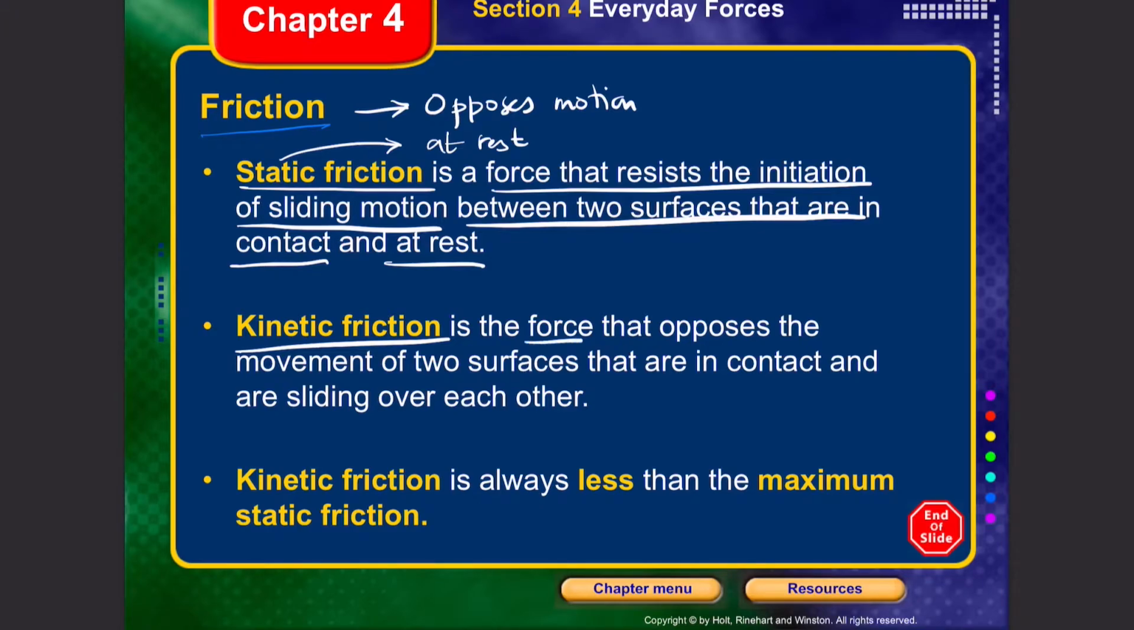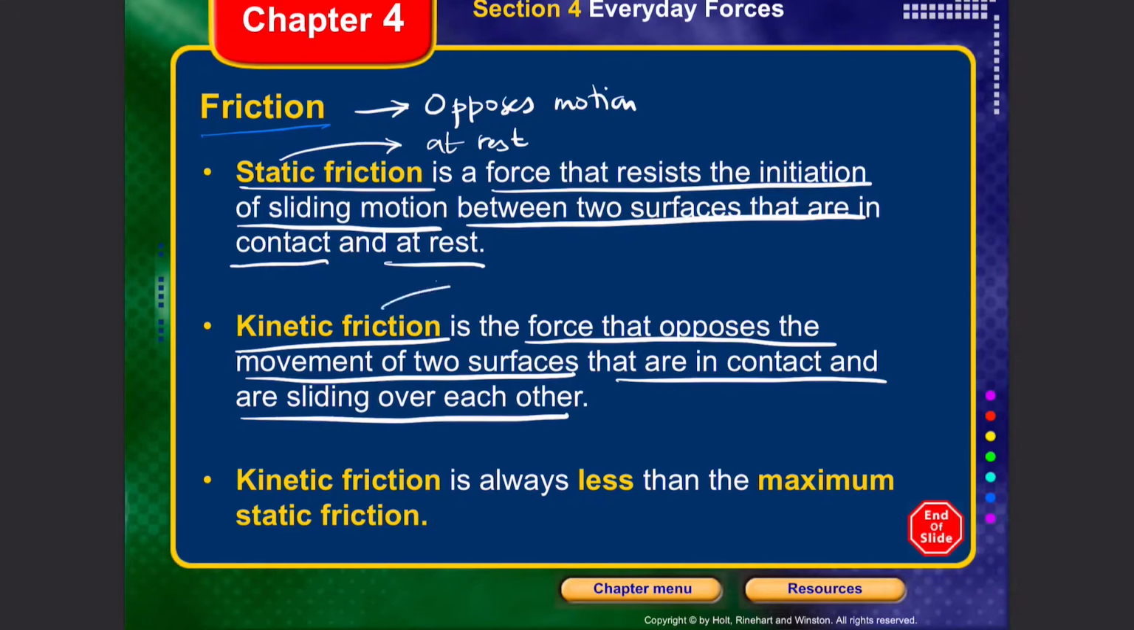Kinetic friction is the force that opposes the movement of two surfaces that are in contact and sliding over each other. Remember that here we are in motion. So friction in motion is kinetic friction. Kinetic friction is always less than the maximum static friction. This is an important point, because kinetic friction is generally a constant value, while static friction increases with time and reaches a maximum value. Once it reaches that maximum value, it is always greater than the kinetic friction.